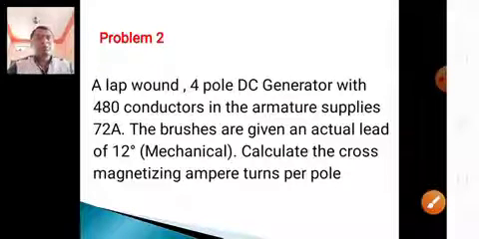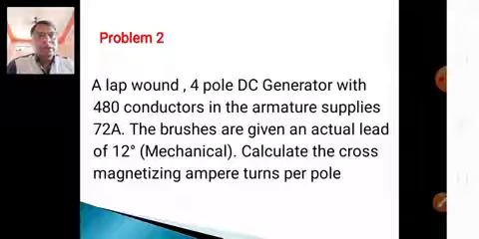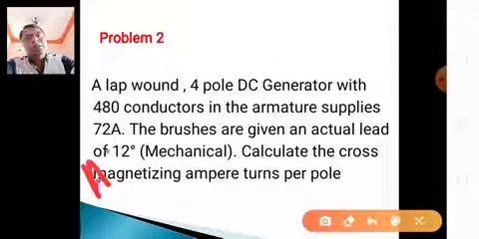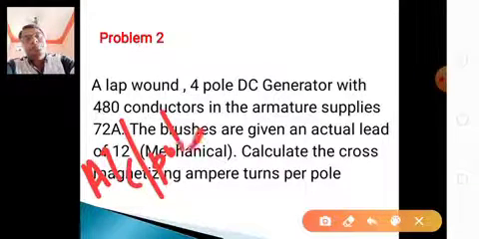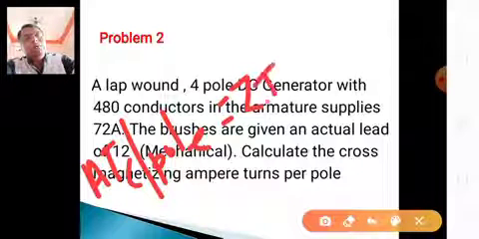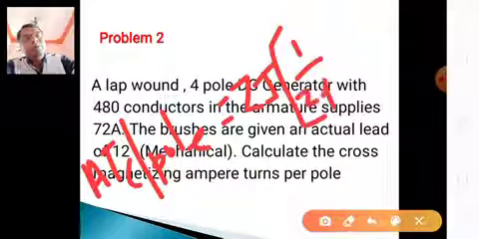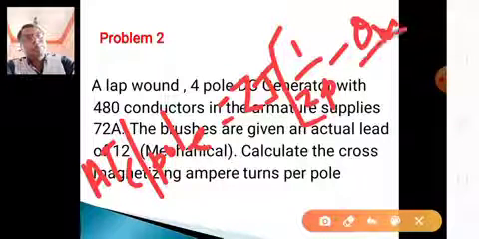In the next problem, a lap wound. You see, lap wound means A equal to P. A lap wound 4-pole DC generator with 480 conductors. The armature supplies 72 amps. The brushes are given an actual lead of 12 mechanical degrees. Calculate the cross magnetizing ampere turns per pole. Here we have to find the value of cross magnetizing ampere turns. What is the formula for cross magnetizing? ATc per pole equal to ZI into 1 by 2p minus theta m by 360.